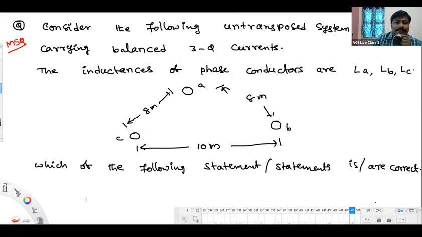I'm saying very simple. Just listen. If you are staying at one conductor, check the distance from that conductor to the remaining two conductors. If the two distances are equal, no imaginary part. If the two distances are unequal, then the imaginary part will come.